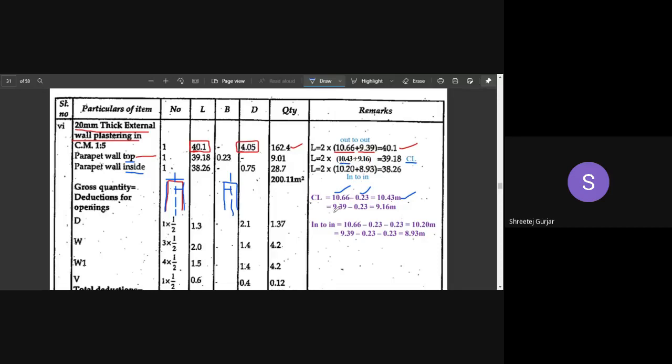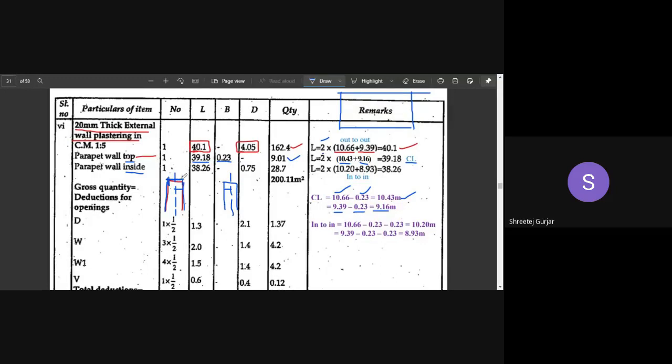Similarly, you calculate for breadth, that is the 9.16 here. Always write 2 in number, because the 10.66 wall is like this one, and then this is the second wall, and this is 9.39 and this is 9.39. So 2 in number, similarly here also, and that is how you get your length. I have told you the width of your parapet wall is 0.23. That is what we have written here, and that is how we calculate the parapet wall top area.